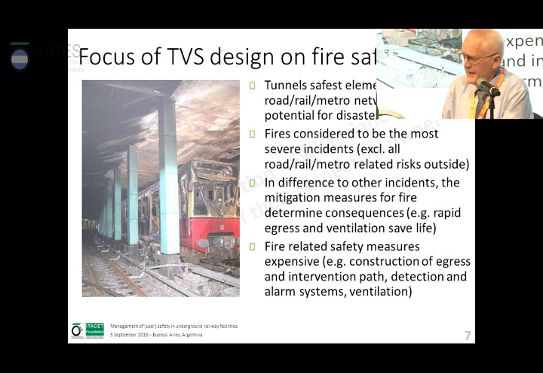In general, we can say that apart from the incidents we had in the last decades, tunnels are still the safest element of traffic networks. So they are not particularly dangerous, but fires are considered to be the most severe incidents. They have the potential for a disaster. In difference to other incidents, as I said, you can mitigate the consequences of a fire by appropriate measures, so egress, ventilation, and so on.